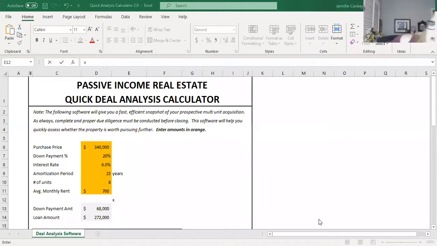All right, so here it is, the Passive Income Real Estate Quick Deal Analysis Calculator. And now I'm thirsty, so give me a moment.